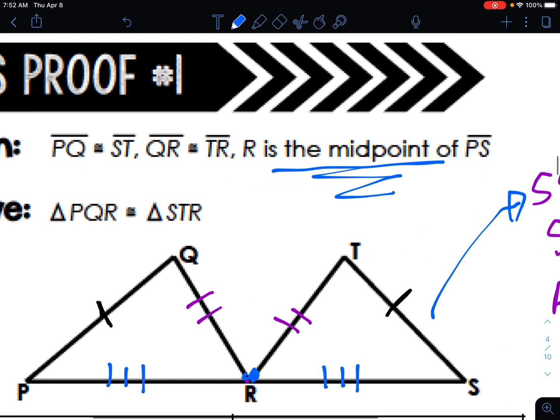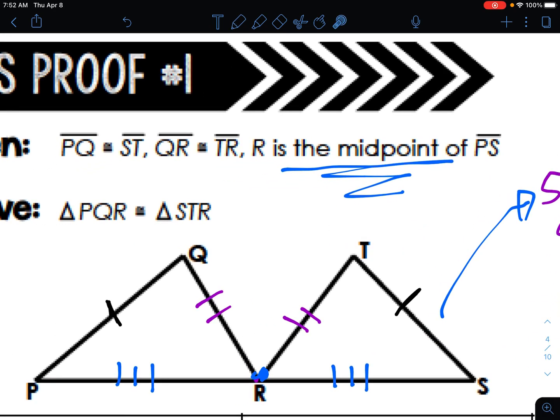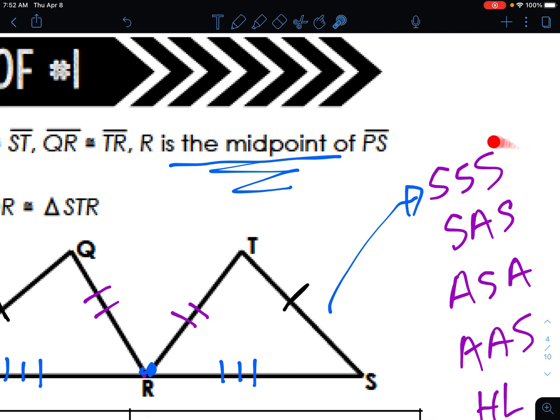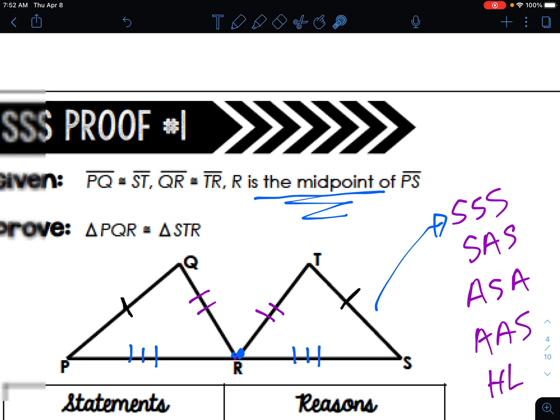So as we set up our proof, we're just going to go through. We know it's side, side, side. I know that my last line of my proof is going to be this. And then this is my reasoning.